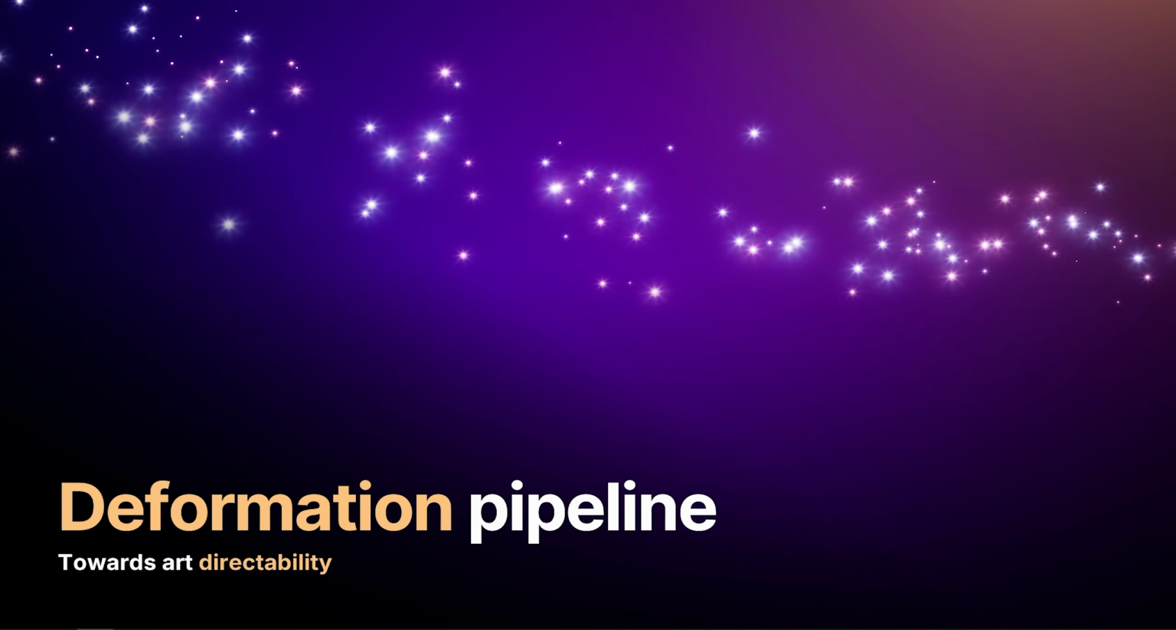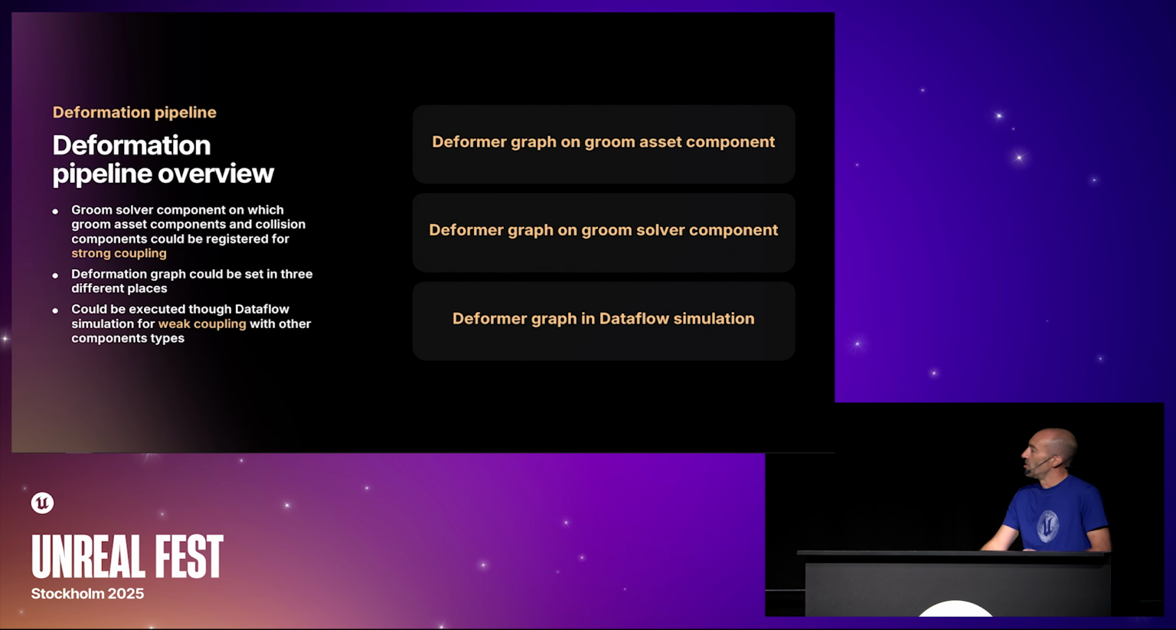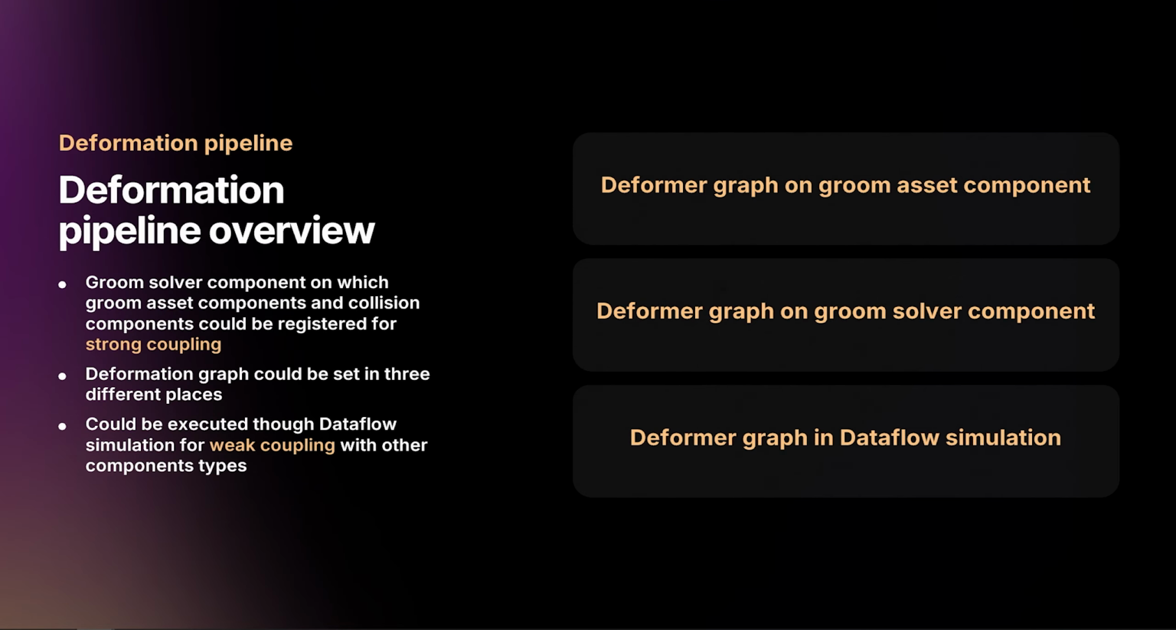So now that we went through the new way of setting things up in Dataflow, we had to modify the deformation pipeline a bit, because we were not really able to use everything we have defined before. Before, even in 5.6, the deformer graph could be used in a Groom asset component, but you were only able to modify the strands, and that's it. But we wanted way more things.